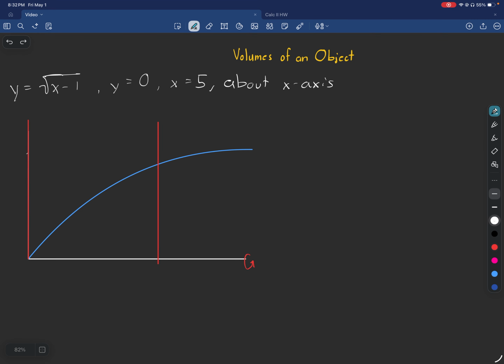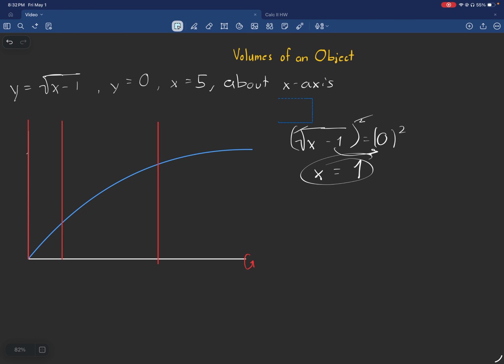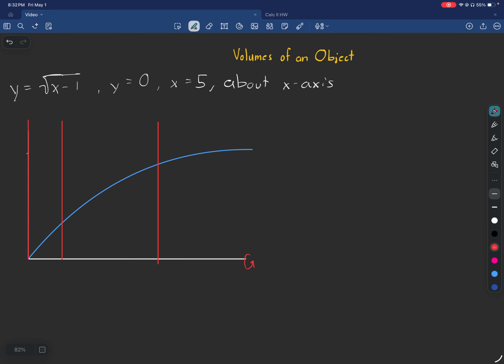So in order to find our other bound, we would take our function and set that equal to 0. And if you're quick and sharp with your algebra, you already see that this will just equal 1, since the square root and the square cancel out. Just move this here, you get x equals 1. That's our other bound, which I'll place roughly around here. And now we see that we have our graph roughly made.